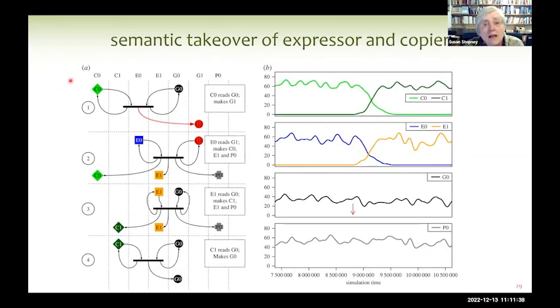We can have a similar semantic takeover of both expressor and copier. I won't go through the details here, but again, what you see is that you have an error on copy of the genome, which means that you end up with a different copier and a different expressor, even though eventually you have the same genome. So that shows that this can happen in multiple ways. It wasn't just an accident, but we saw it in one way.